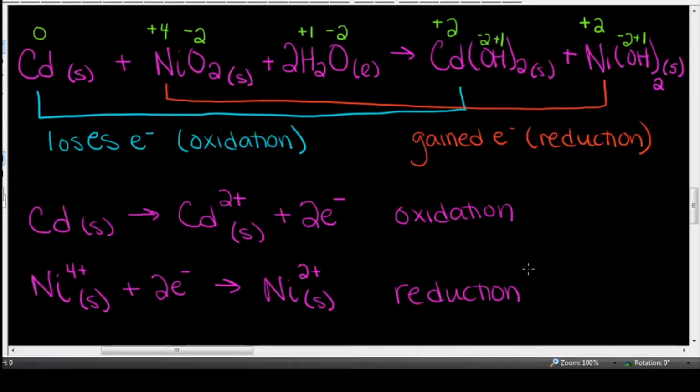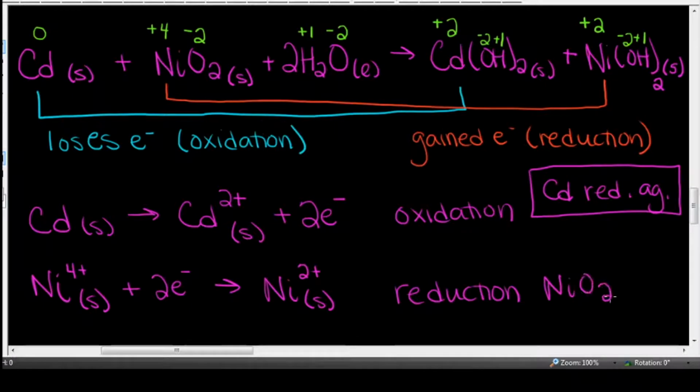So if we were identifying our agents in this case, the cadmium, because it's being oxidized, is the reducing agent. And the nickel oxide reactant with our nickel 4+, because it's being reduced, is my oxidizing agent. So we usually refer to the entire species that's in the reactant. Like I wouldn't say the nickel 4+, I would say the nickel oxide, this whole substance. This whole substance is what's considered to be the oxidizing agent, and this whole substance, just the element, is your reducing agent. So hopefully you were able to do that.